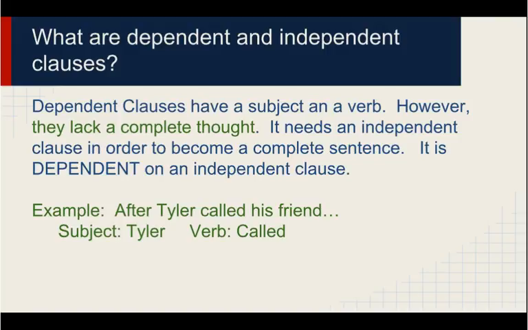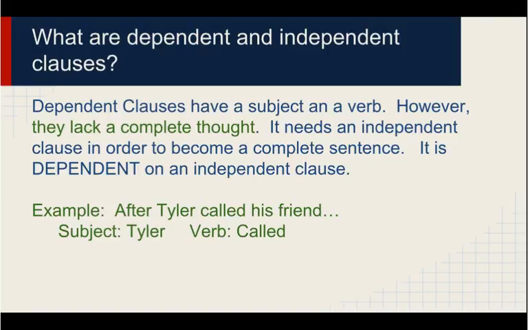A couple weeks ago in 2.2, when we talked about clauses and phrases, dependent clauses have a subject and a verb, but are not complete sentences. It needs to rely on an independent clause, or a complete sentence, to become a complete sentence of its own. It's dependent on an independent clause.